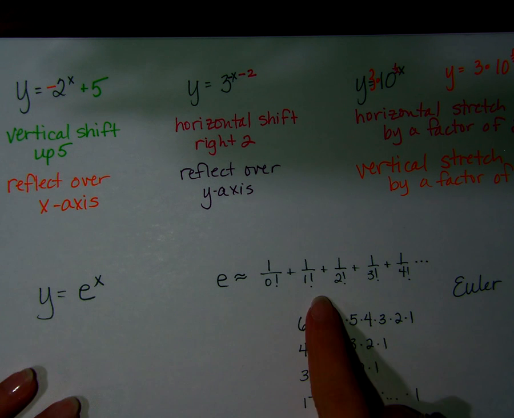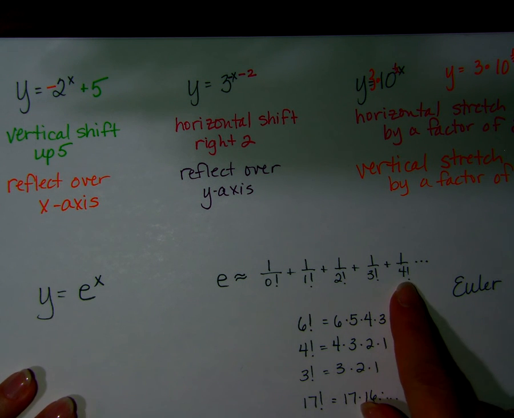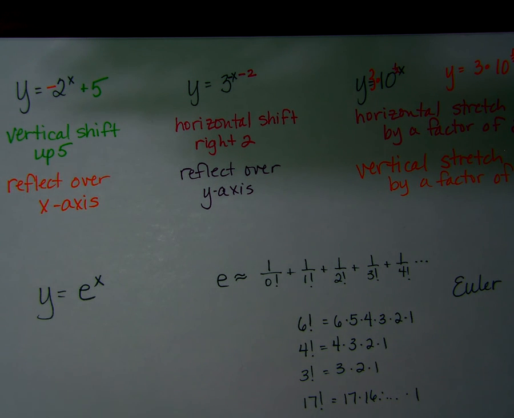Why the exclamation points? Exclamation points are a factorial. That's just something that's also another part of math. I'm not sure if you guys have seen it yet. You might have seen it when you did probability and stuff like that in 8th grade, but I'm not sure. Okay? Any questions about this?